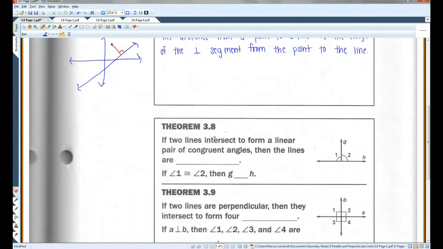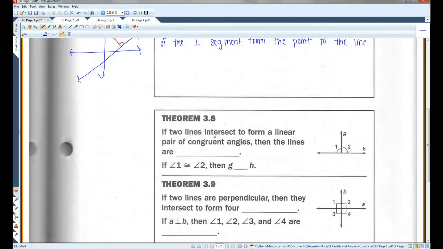Okay, Theorem 3.8. If two lines intersect to form a linear pair of congruent angles, then the lines are perpendicular. And this actually makes sense if you think about it. A linear pair, as you guys know, they're always going to be supplementary, which means they add up to 180. So if these two angles have to add up to 180, and they're congruent, well, then they both have to be 90 degrees, right? Yeah, because that's the only way they can be the same measure and both add up to 180. So if angle 1 is congruent to angle 2, then G is perpendicular to H.